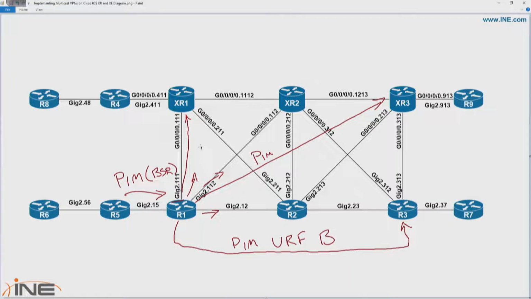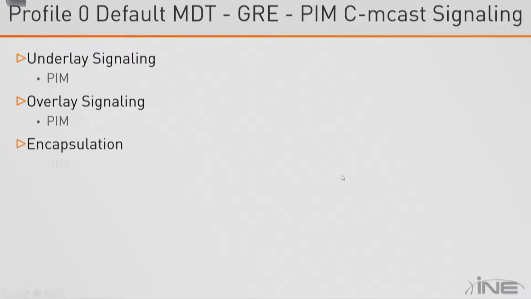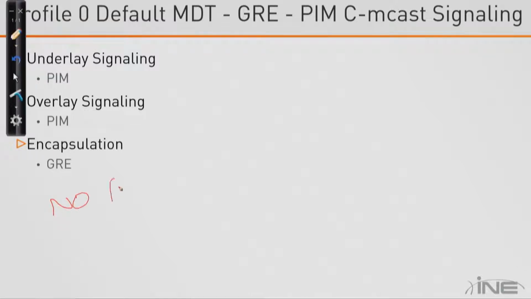The workaround is to simply encapsulate the packet inside a GRE tunnel, and then we would use the regular PIM routing of the core in order to get the packet to its destination. So the key point being here is that when we configure profile 0, the overlay and the underlay signaling is PIM, the encapsulation is GRE, or in other words, what we are not doing, we're not doing any MPLS.